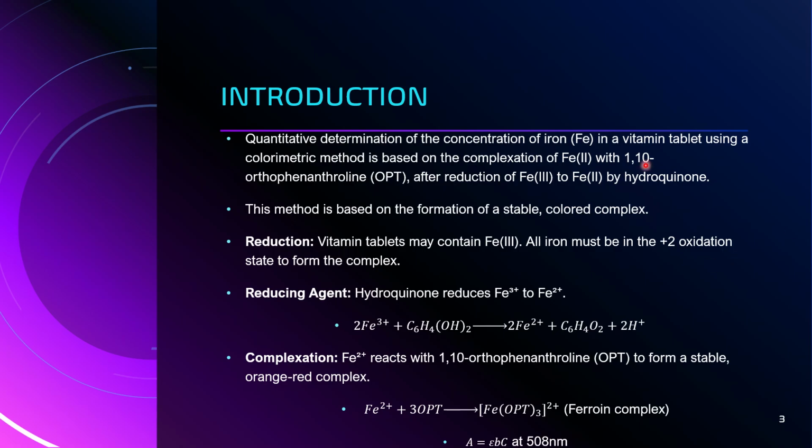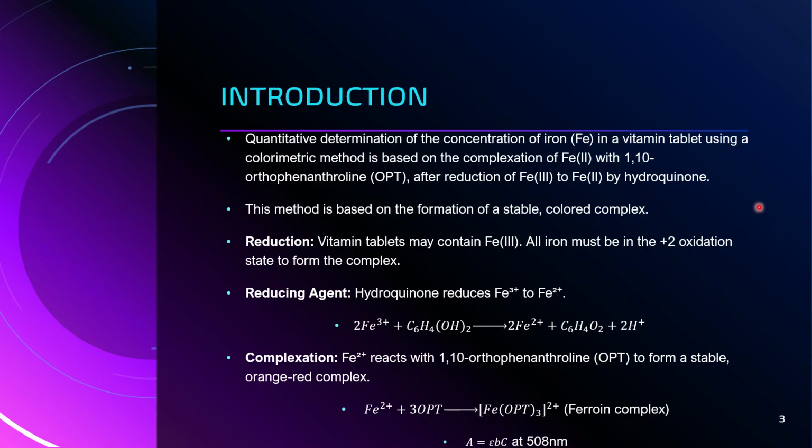Let's talk about the principle which will be used in determining iron in the vitamin tablet. We all know that iron binds with orthophenanthroline and produces a reddish orange complex. But this complex is only made by ferrous ions, not ferric ions. Therefore, in order to convert all the ferric ions present in the vitamin tablet, we need to use hydroquinone as a mild reducing agent.